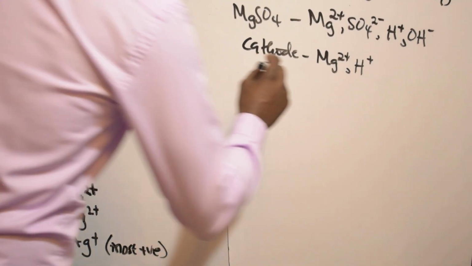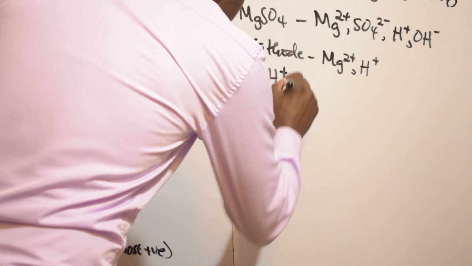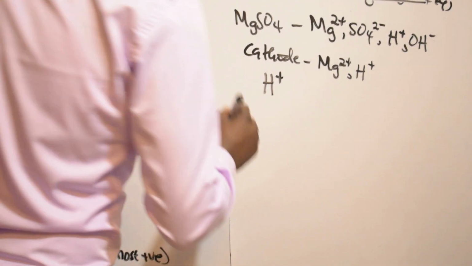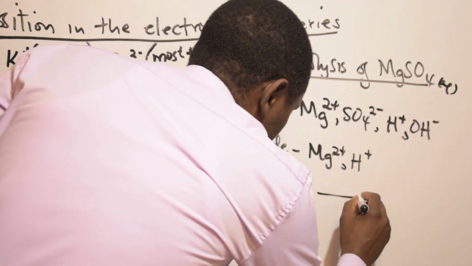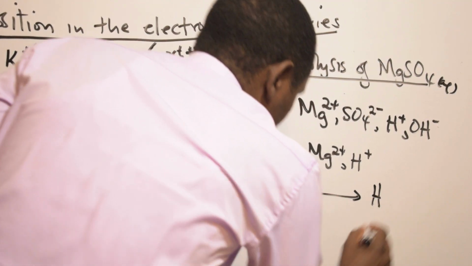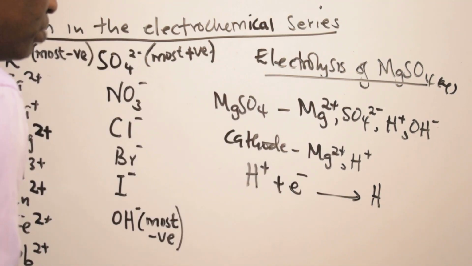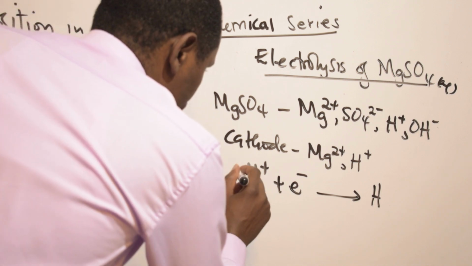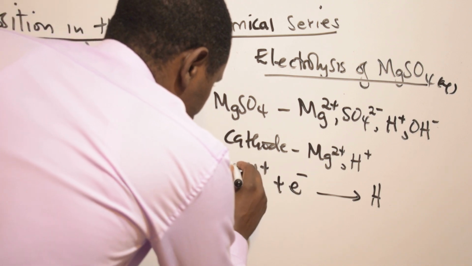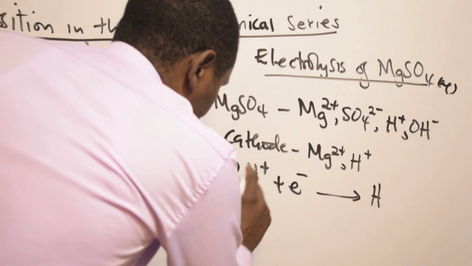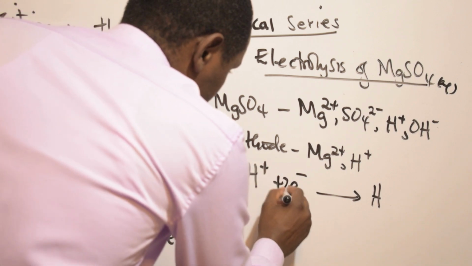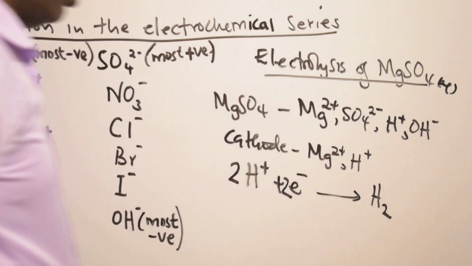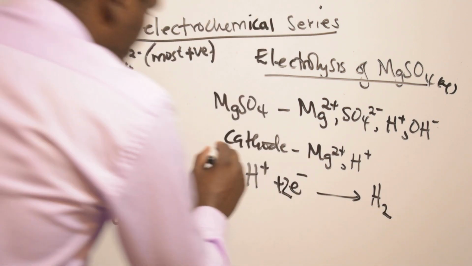Therefore, here, what will happen is that the hydrogen ions, with a higher tendency to gain electrons, will gain electrons and will form hydrogen atoms. Of course, what needs to be done here is that we can talk about 2 of these hydrogen ions gaining 2 electrons and forming a molecule of hydrogen.